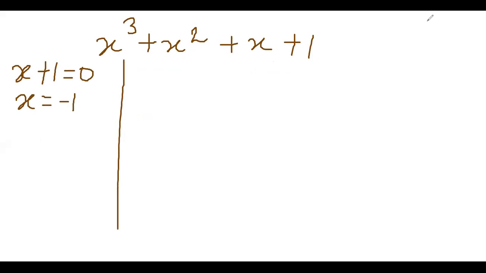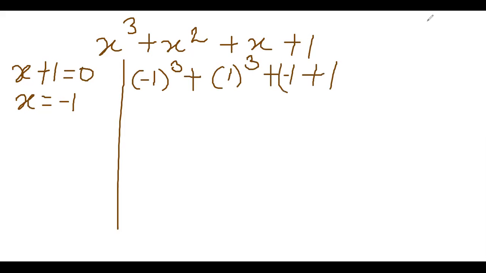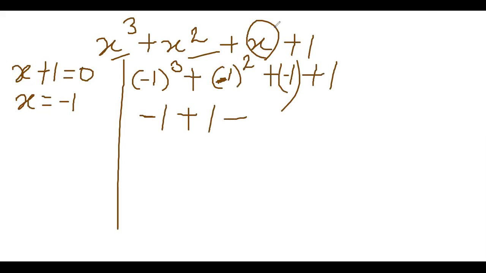Then we will put minus 1 here, minus 1 cube at the place of x. Minus 1 cube, minus 1 square, plus minus 1 plus 1, right? X के place पे हमने minus 1 put कर दिया. So minus 1 cube, minus 1 square, 1, plus minus 1, plus 1. So it will be 0 here.